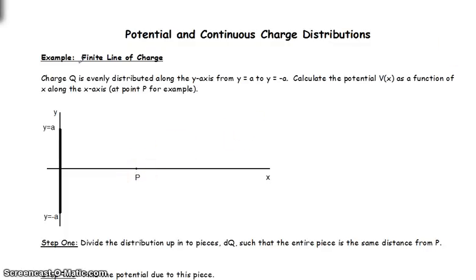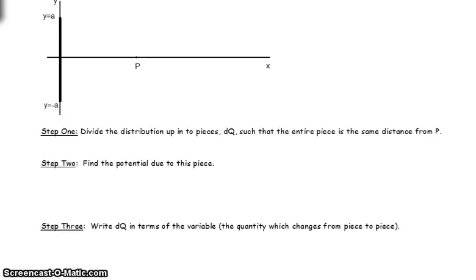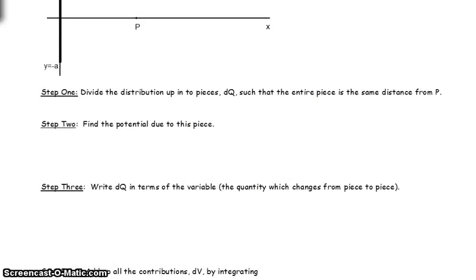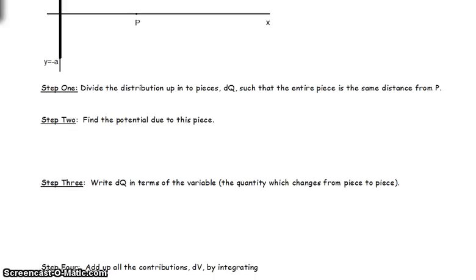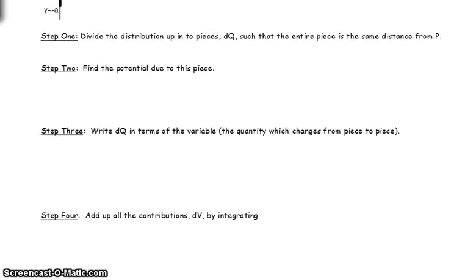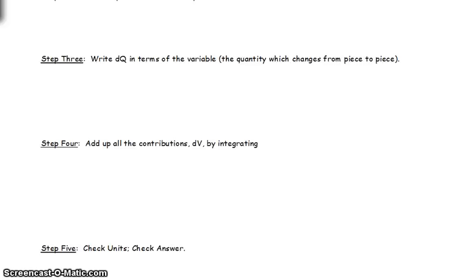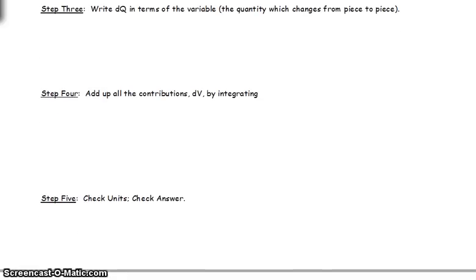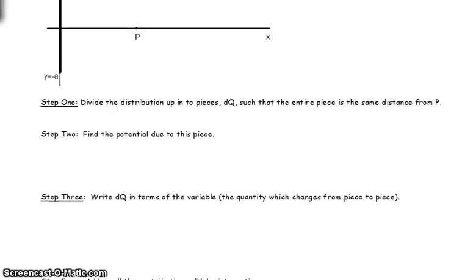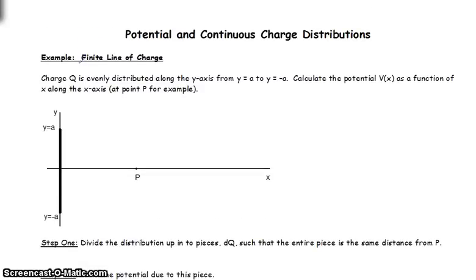This is a 5-step procedure. The first step is to divide the distribution up into pieces, dq, and then step 2 is to find the potential due to each piece, dq. Step 3 is to write dq in terms of the variable that changes from piece to piece. And step 4 is to add them all up by integrating. And step 5 is to check our answer. So let's go back up and start with step 1.